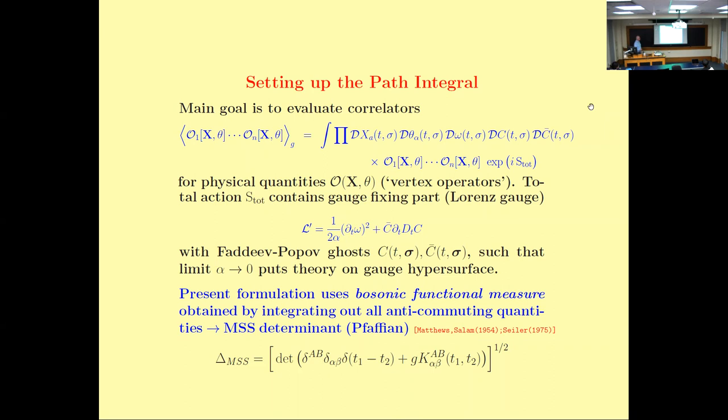This is the kinetic ghost term. Then we have this usual term here, as you would have in Feynman or Landau gauge, with a Feynman parameter alpha in front of this gauge fixing function. It's such that, as you know, if you take the limit alpha to zero, you just put the theory in Landau gauge.